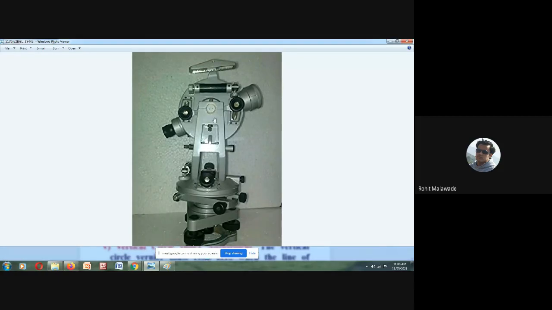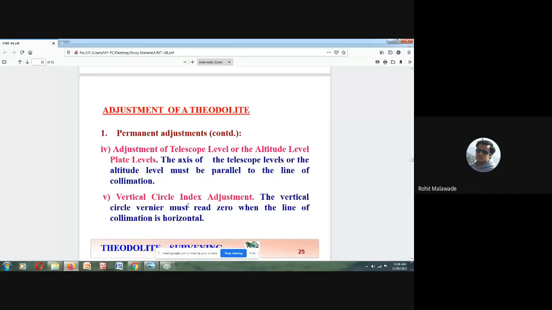If it is perpendicular to each other, then we will say that it is perpendicular. If it is making an angle, then it is not. This trunnion axis, the horizontal axis, and this vertical axis, if they are perfectly perpendicular to each other, then we can say that the permanent adjustment has been done properly.